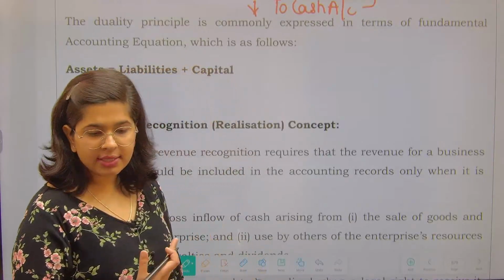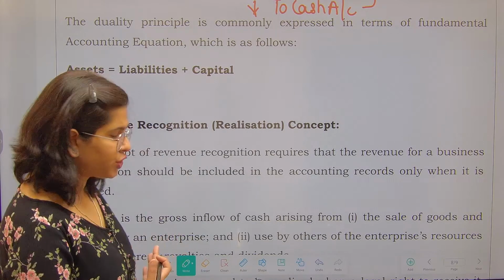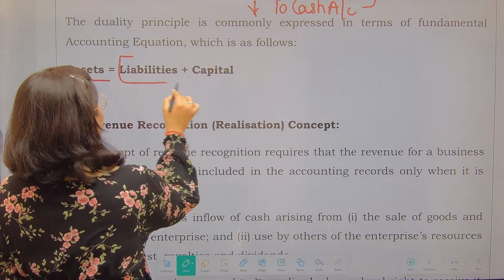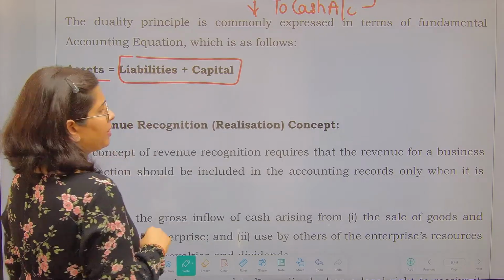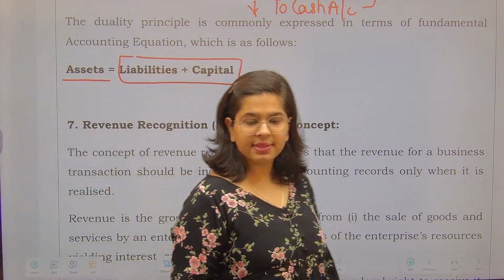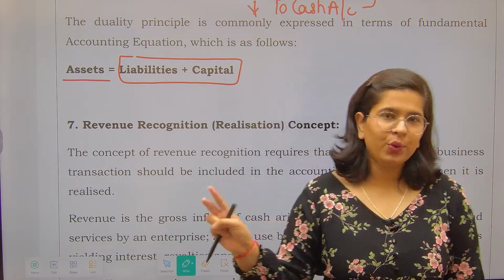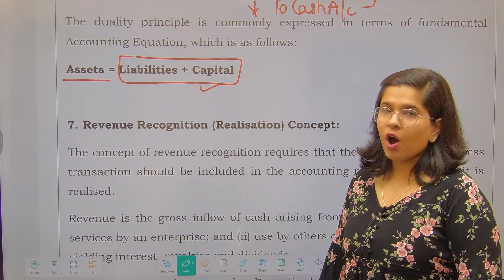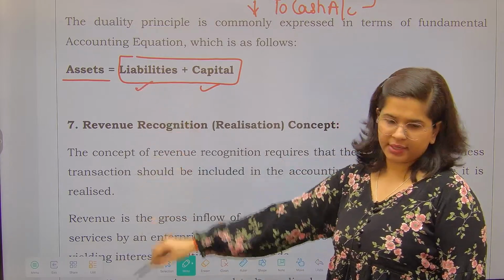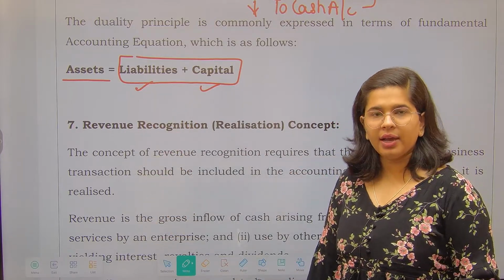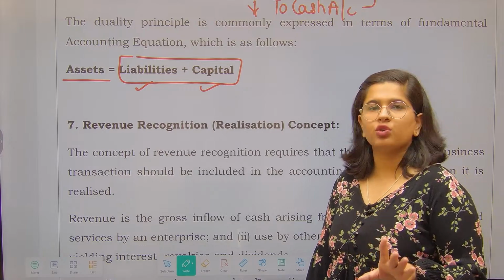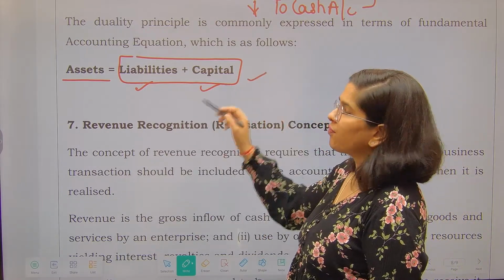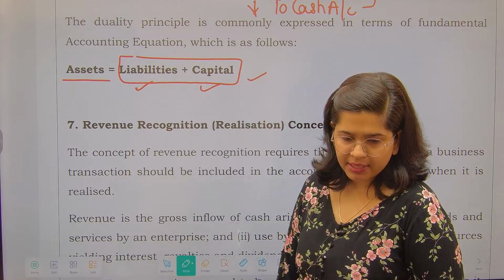So the duality concept follows this particular equation. You all understand this: assets are always equal to liabilities plus capital. Why? Because if I have a certain asset, there can be two cases. Either it will be out of my own funds or I would have borrowed it. ठीक है, या तो उधार लिया होगा या खुद के फंड्स होंगे, दोनों में से कुछ तो एक चीज होगी. Correct? So this is the concept that is followed by the duality principle.